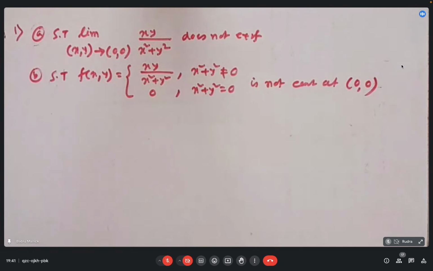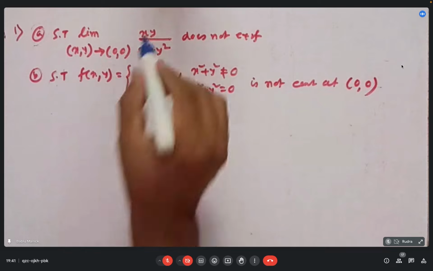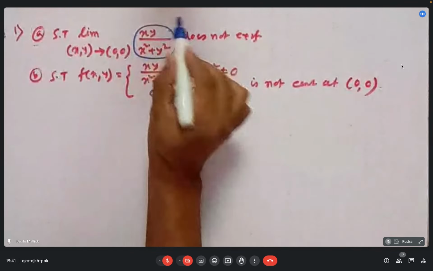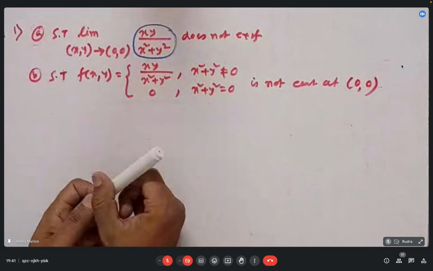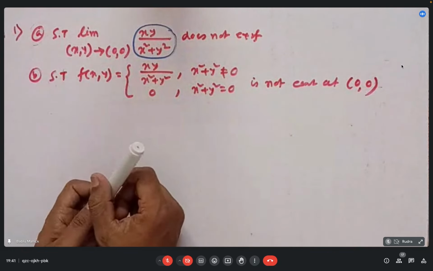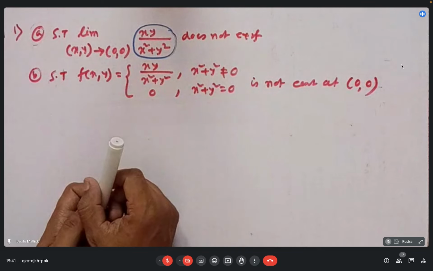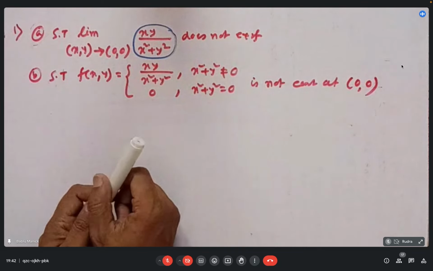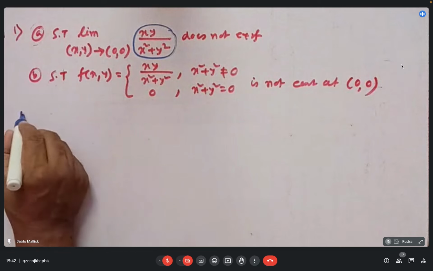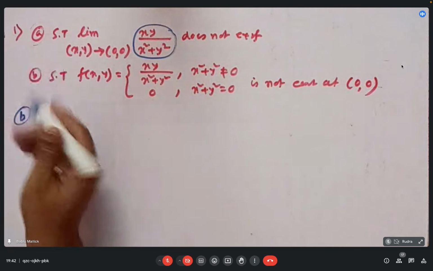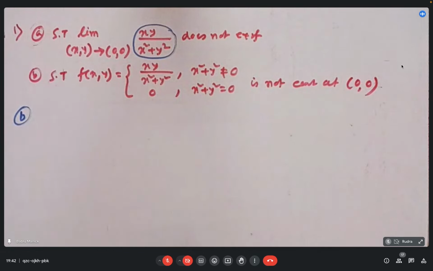Look at the function. This is a very good technique. If the function is homogeneous, then always we shall choose the straight line y is equal to m x. So here I shall do some number b, and in this solution of b, solution of a will be included.